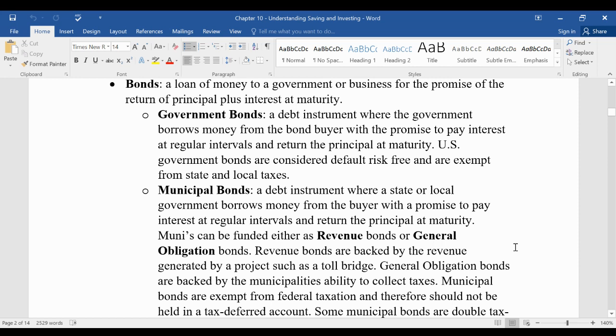Okay, guys, last video we talked up to equities, and now we're going to move forward into bonds. Now, the bond market actually dwarfs the equities market, even though the equity market gets all the headlines. All right, so bonds are basically a loan of money to either a government, a business, or other entity for the promise of return of the principal. So whatever I loan them, I need to get back plus interest along the way.